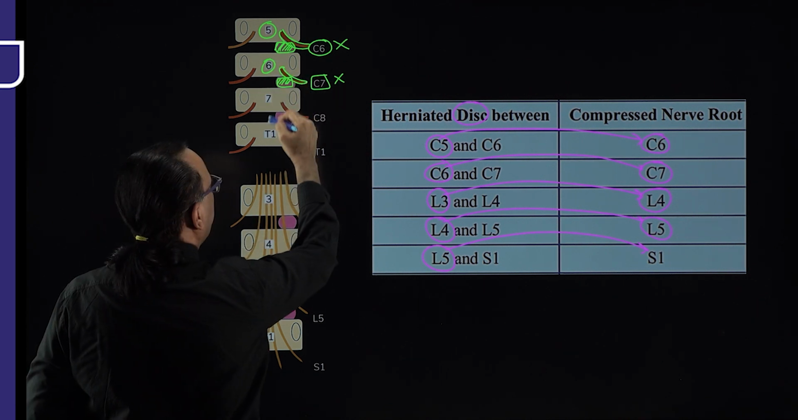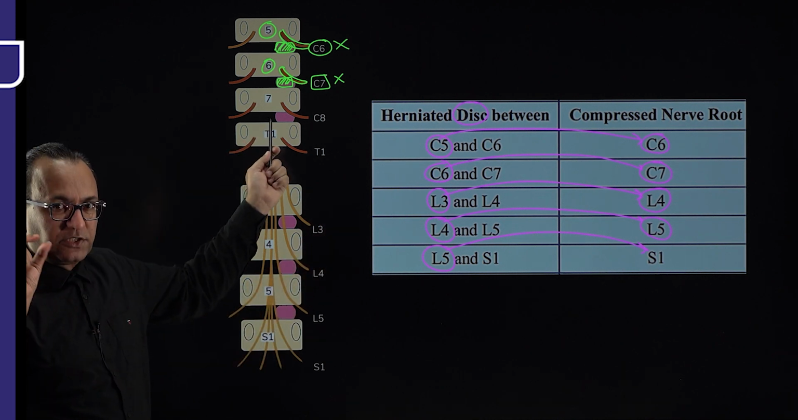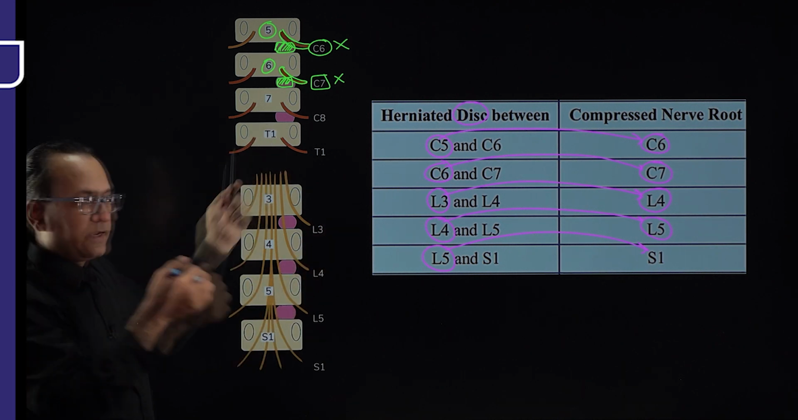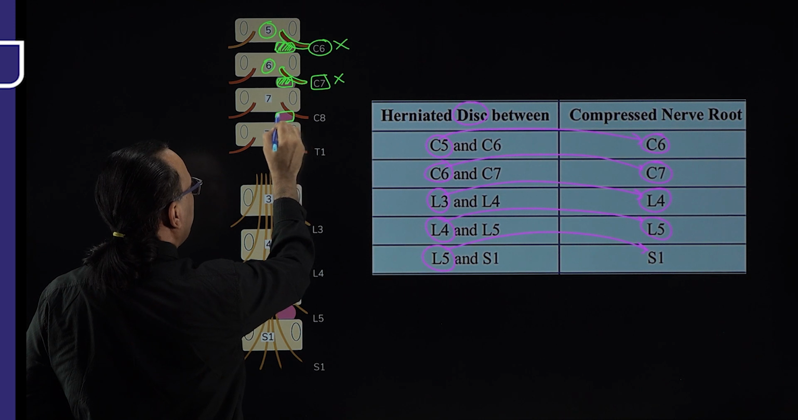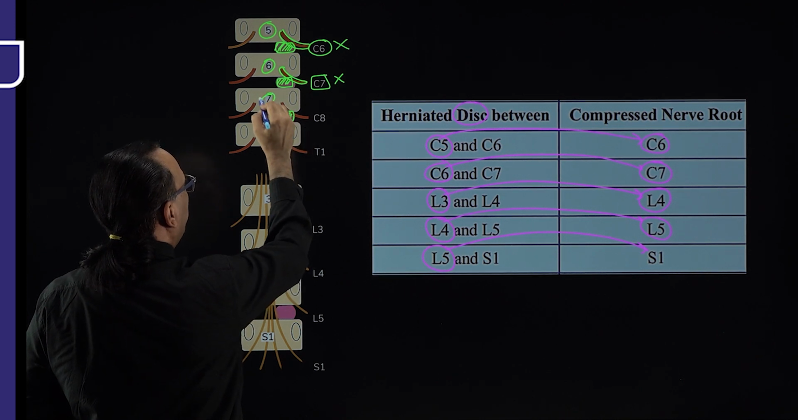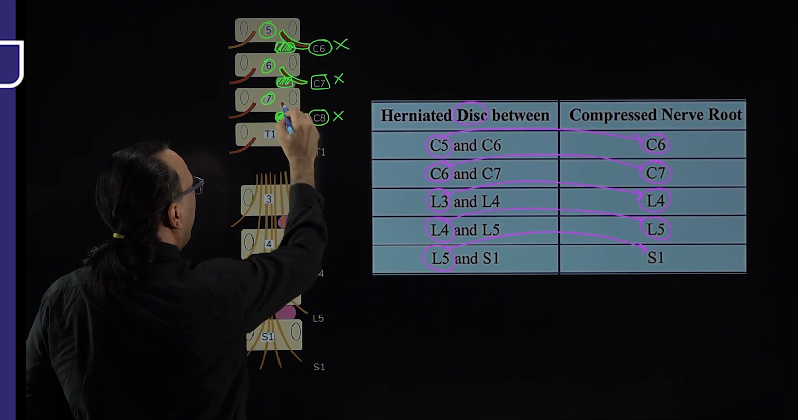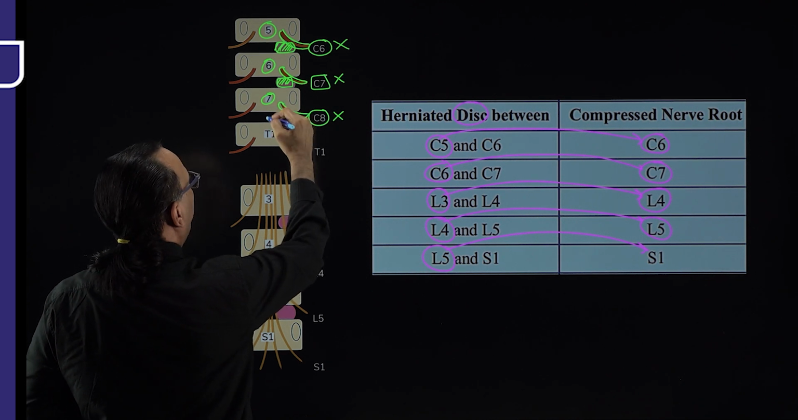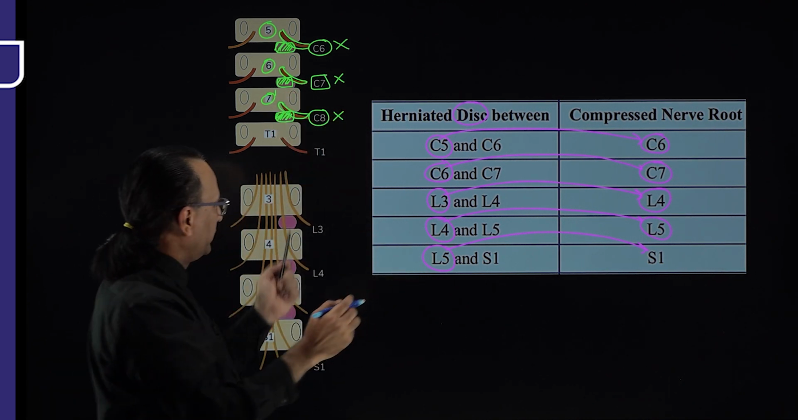What about C7 and T1? What is the upper vertebra? C7. What is C7 +1? C8. So slip disc between C7 and T1, upper vertebra C7 +1, C8 nerve gets involved. The same rule, that is upper vertebra +1 nerve involved, can be used here also.